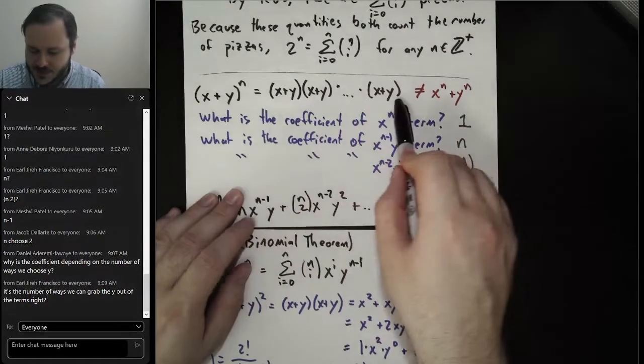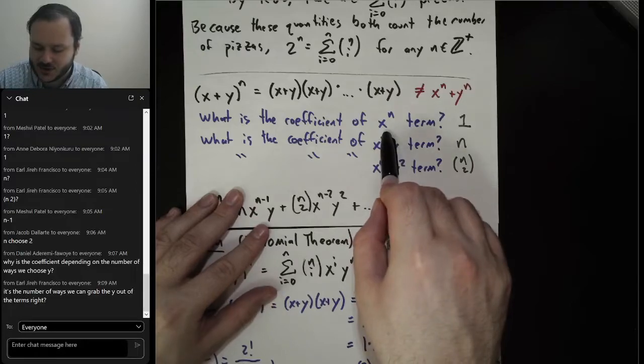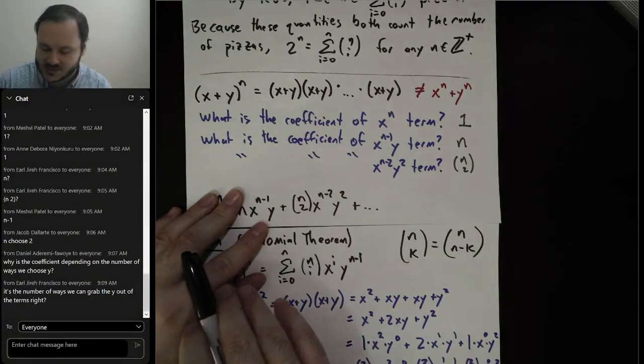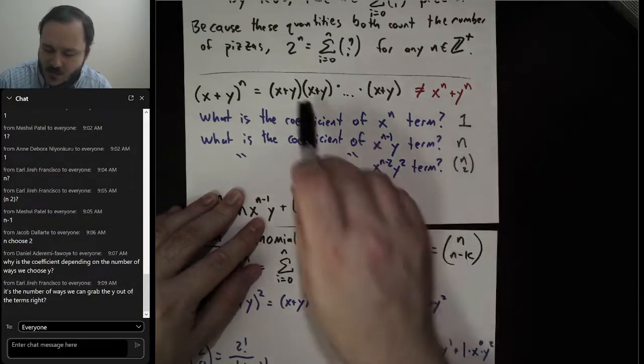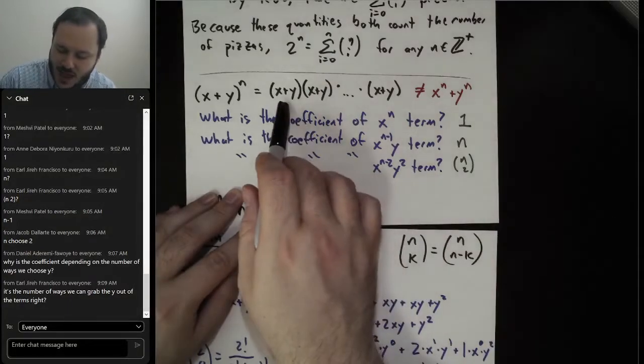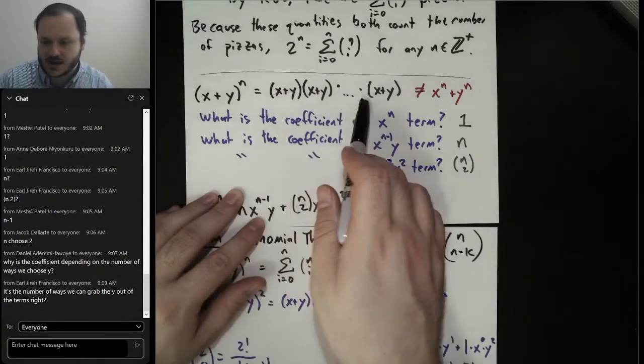The other way of thinking about the coefficient of the x to the n term is not I never choose y, it's I always choose x. Instead of saying there's n ways to choose y once, there's also n ways to choose x n minus 1 times.